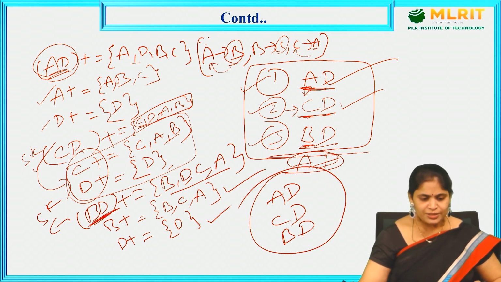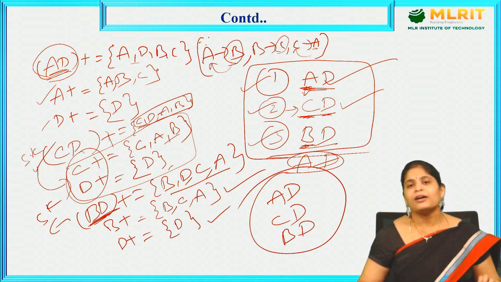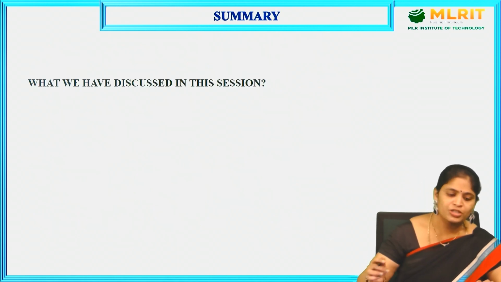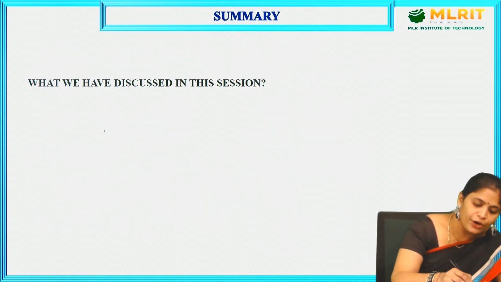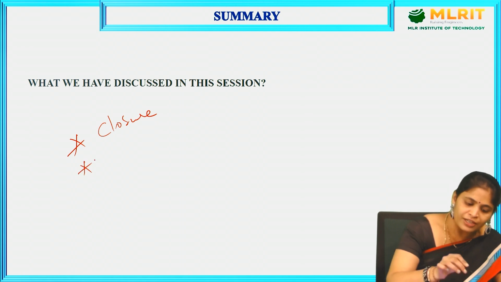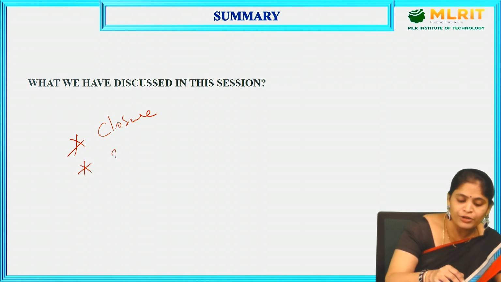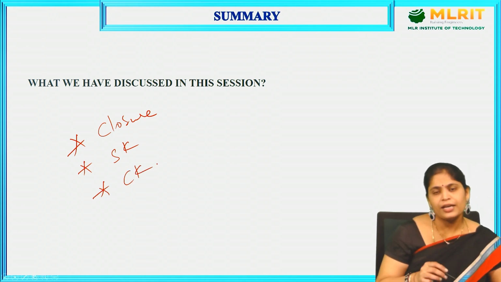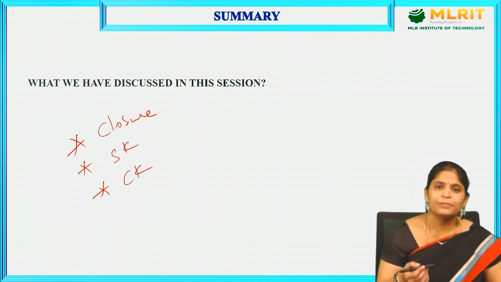In this manner, we obtain the candidate keys for the given set of FDs and the relation. What we have discussed in this session: first of all, we find the closure. From that closure and the given FDs, we find the super keys, and from those super keys we find the candidate keys and the number of candidate keys by replacing the right hand side part.